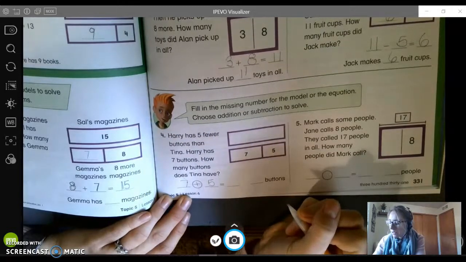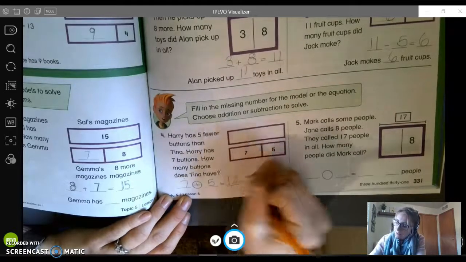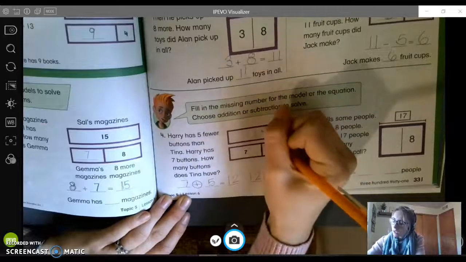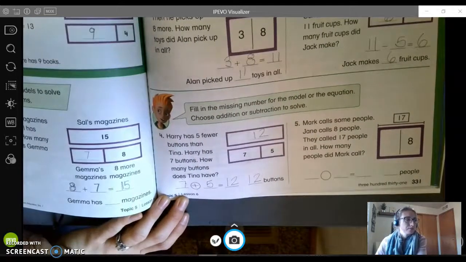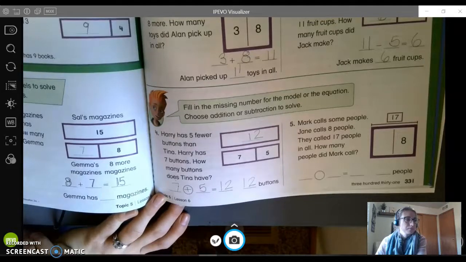Add that together. And I find out that that makes 12. And my answer and the whole will be 12. Okay.